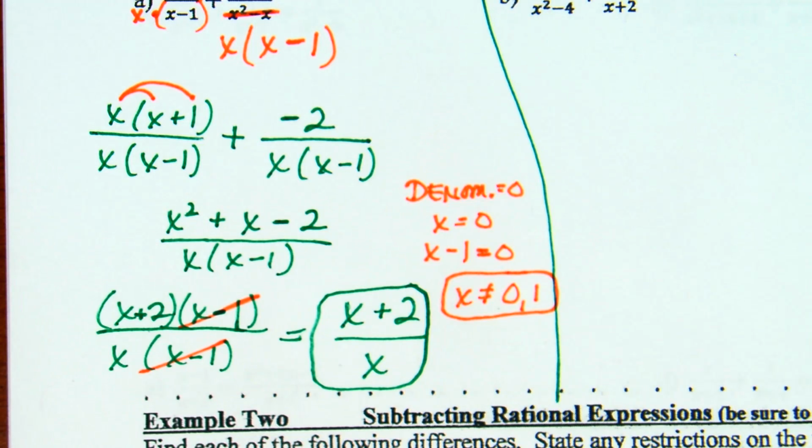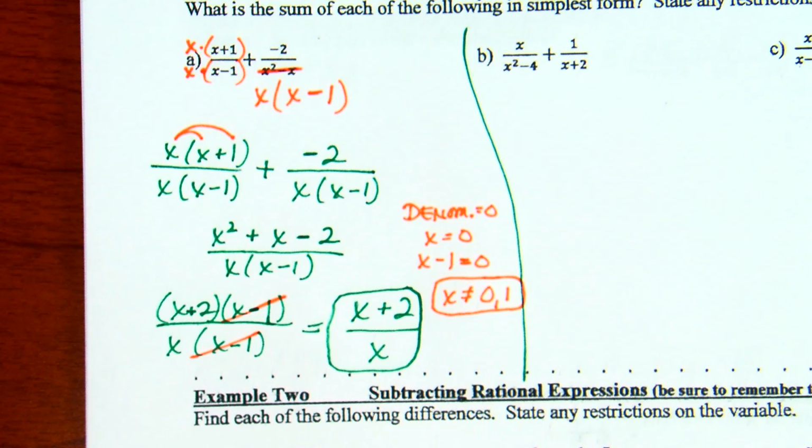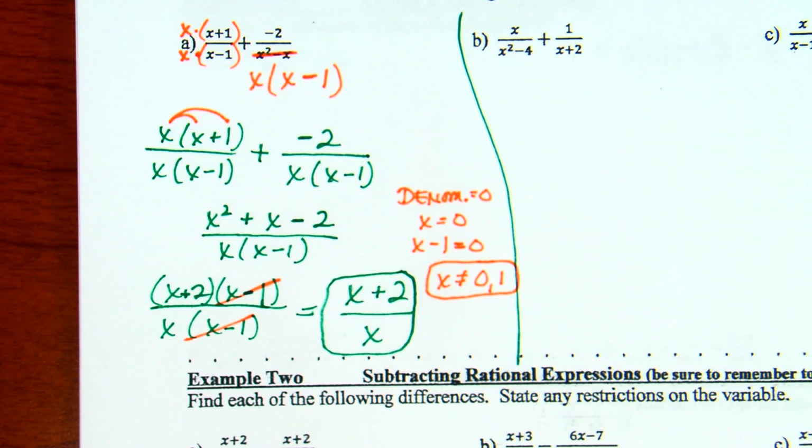You ready to try B? B is x over x squared minus 4 plus 1 over x plus 2. So do my fractions have a common denominator? Not currently, which means we have to make that happen.